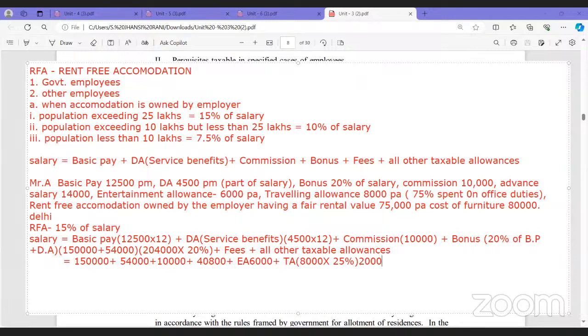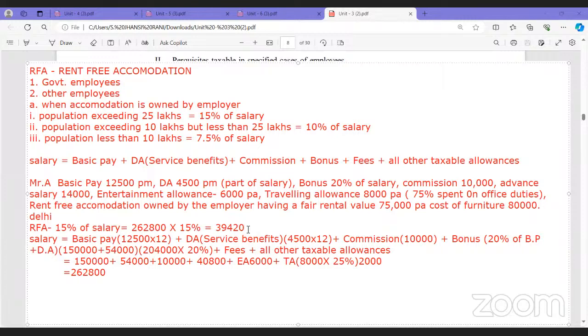Now, when we add all this together, 1,50,000 plus 54,000, 2,04,000, 2,14,000, 54,800, 60,800, 62,000, 2,62,800. So salary is how much? Now we got salary is 2,62,800. But what is the rule? I have to take only 15% of salary. So 2,62,800 into 15%, and it comes to, just calculate, 39,420. So RFA is how much? 39,420.